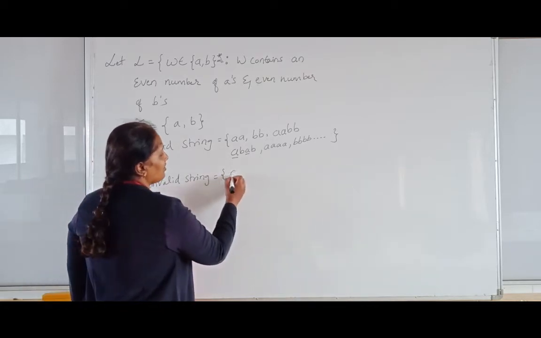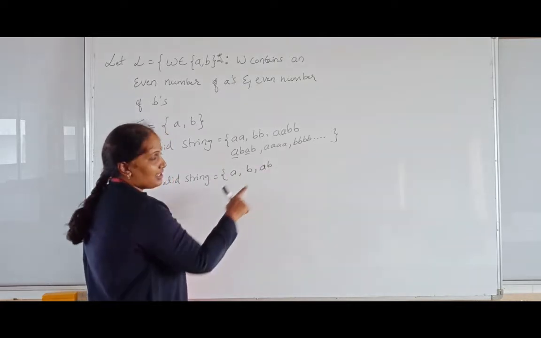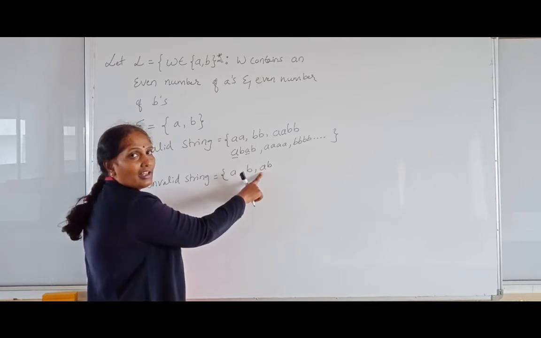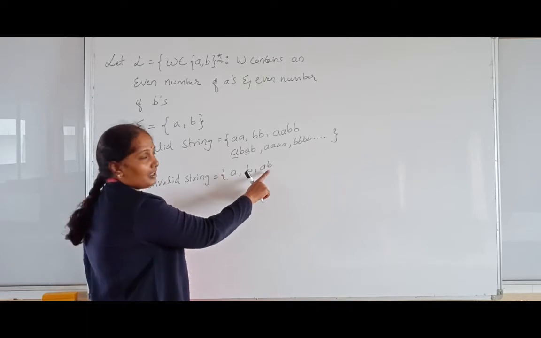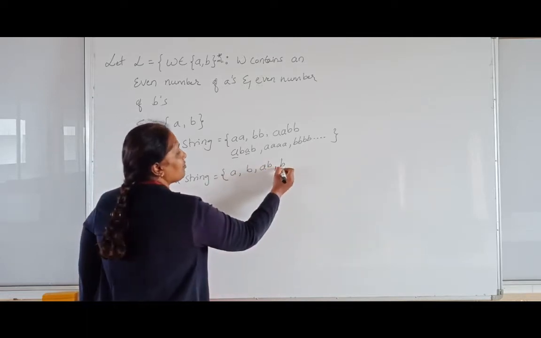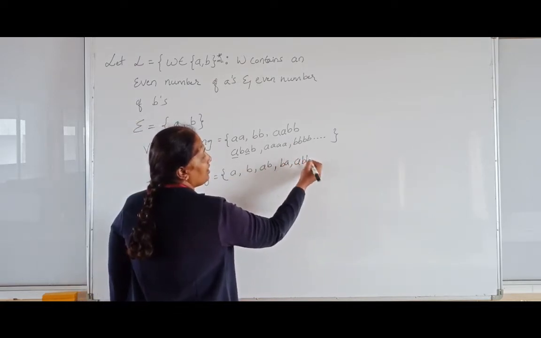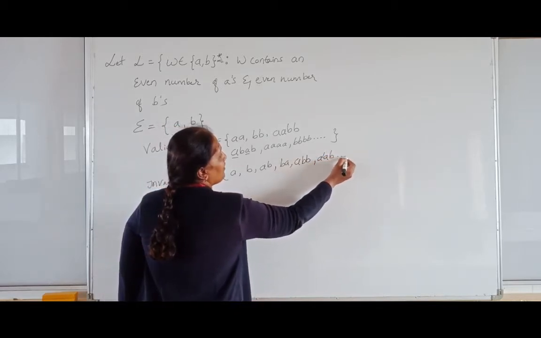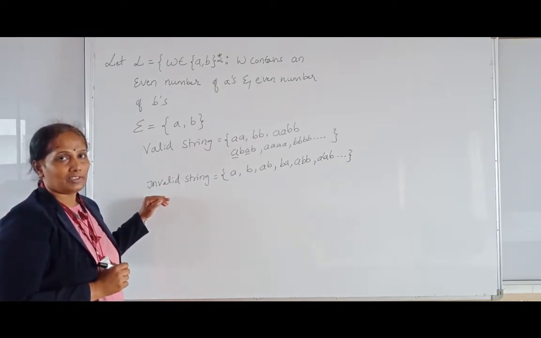So invalid strings are A, B, next AB. See, AB is an invalid string because the occurrence of A in the string is odd. So an odd number of A is there and an odd number of B is there. So this is an invalid string. Next, BA is an invalid string. AAB is an invalid string. ABB is an invalid string. So I have written the valid strings and the invalid strings.